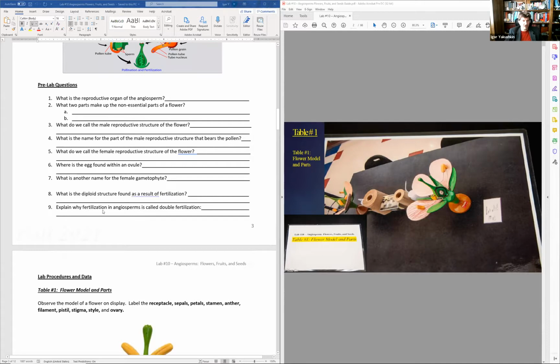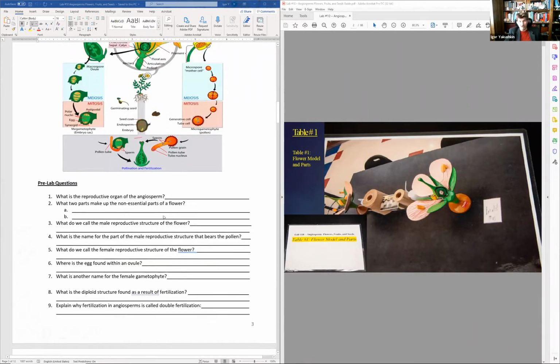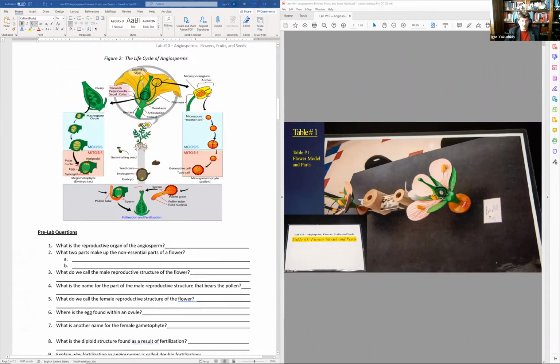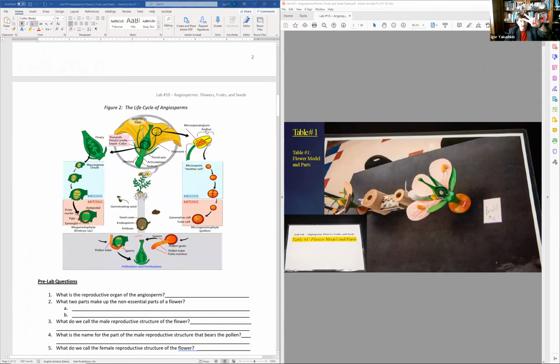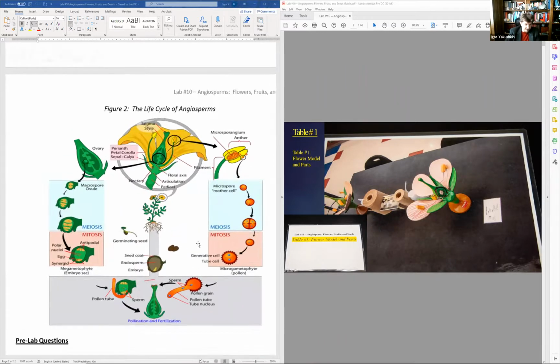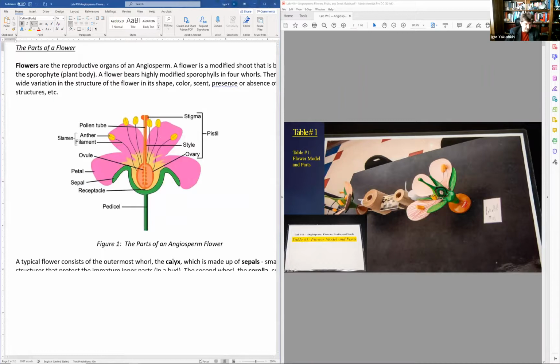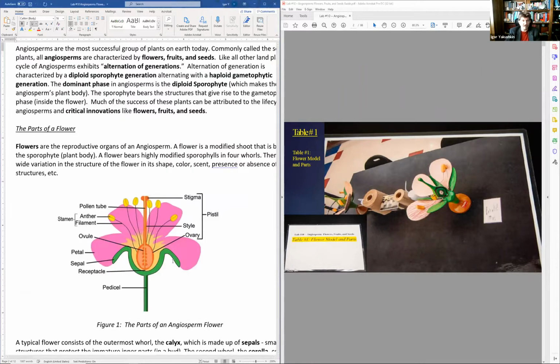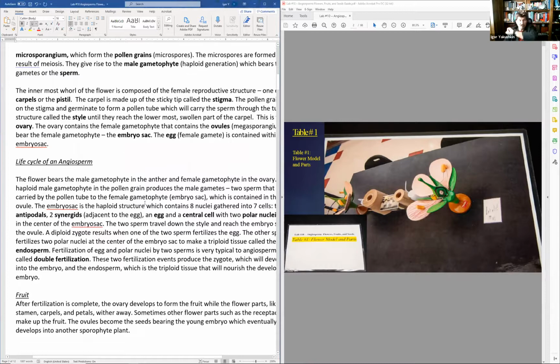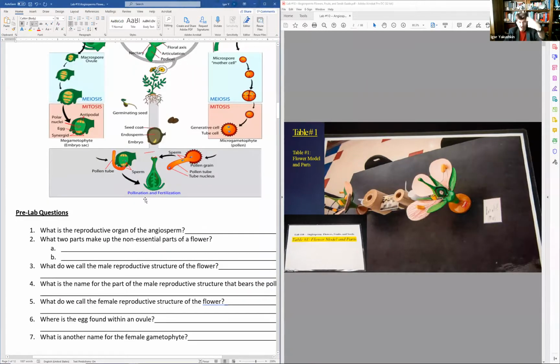Explain why fertilization in angiosperms is called double fertilization. And that's a question on the test, so make sure you understand that. So we have a haploid sperm in the flower, and we have two of those, 1 and 2, right? So we have two sperms. One sperm goes and fertilizes the egg right here, creating a diploid zygote, which will develop into the embryo. That's the first round of fertilization.